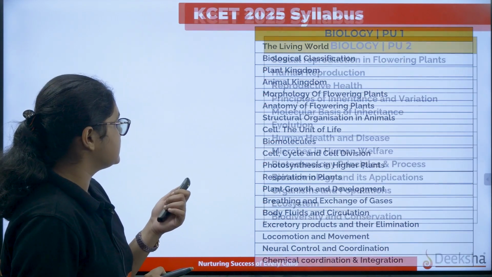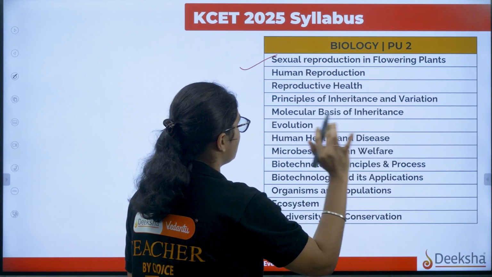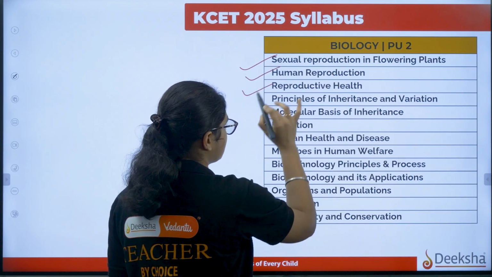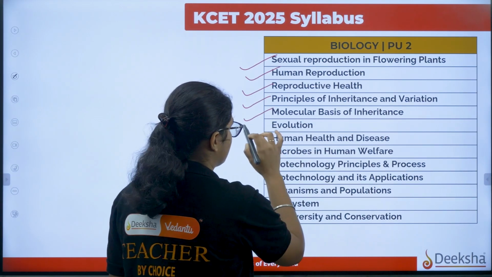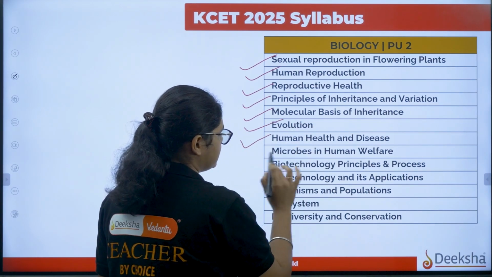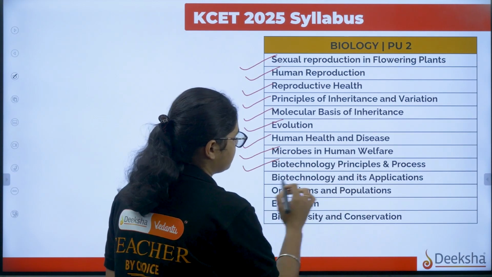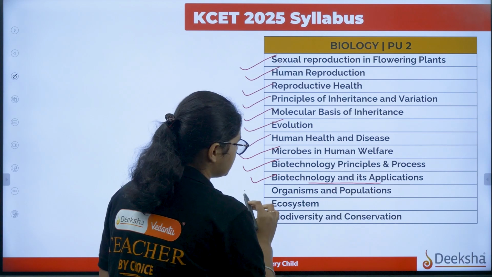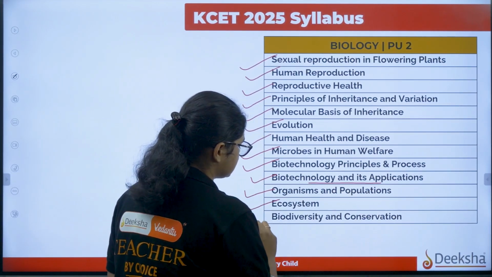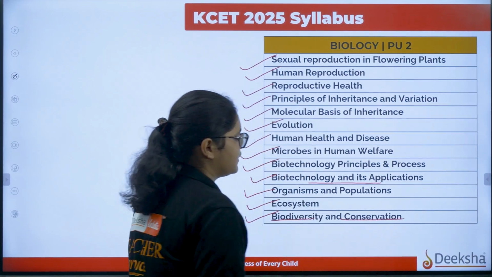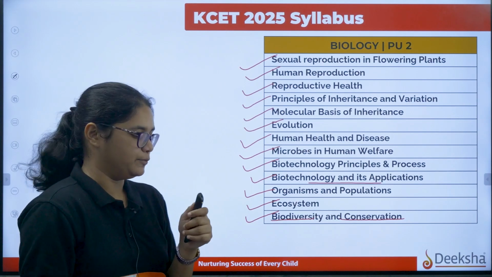Okay, next is in biology part PU2, you have sexual reproduction in flowering plants, human reproduction, reproductive health, principles of inheritance and variation, then you have molecular basis of inheritance, evolution, human health and disease, microbes in human welfare, biotechnology principles and processes, then biotechnology and its applications, organisms and populations, then you have ecosystem, and then you have biodiversity and conservation. Okay, so these are the topics from biology second PU.